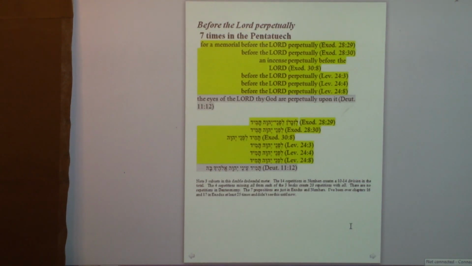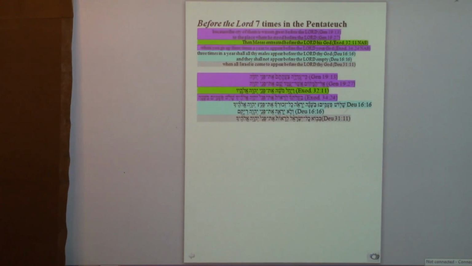Before the Lord perpetually, 7 times. Look at that last phrase. It comes up in Deuteronomy. The Deuterists contributed to the priestly code, supposedly. Before the Lord, again, 7 times.